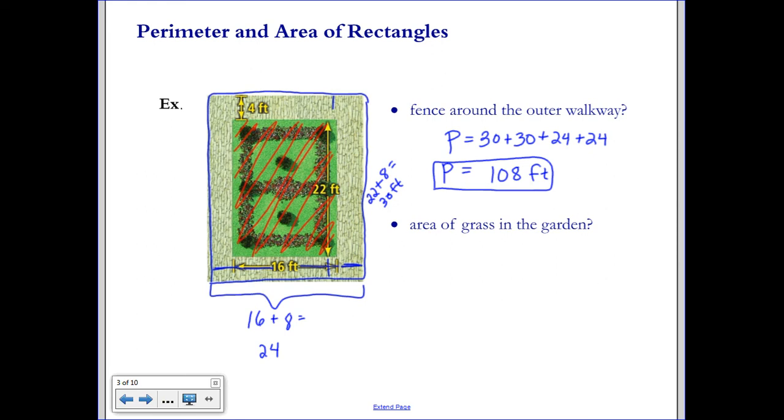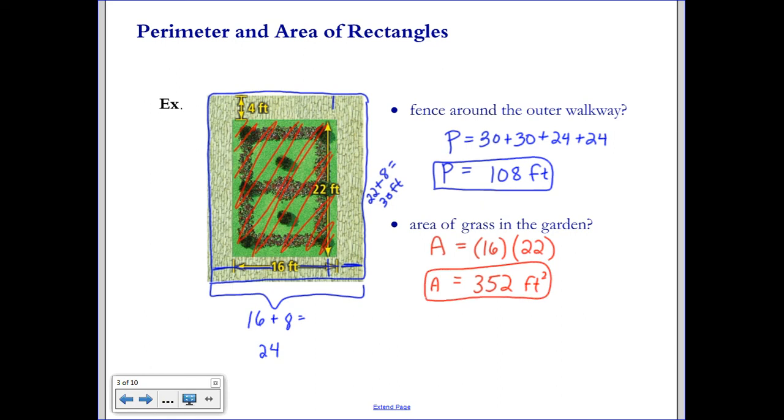Area, however, is a multiplication problem. It's 16 linear feet by or times 22 linear feet. So 16 times 22, and that'll give us the area of the garden, and this time the units will be squared because we've done length times width, or feet times feet. This comes out to 352. The units here would be feet squared, because feet times feet will be feet squared.